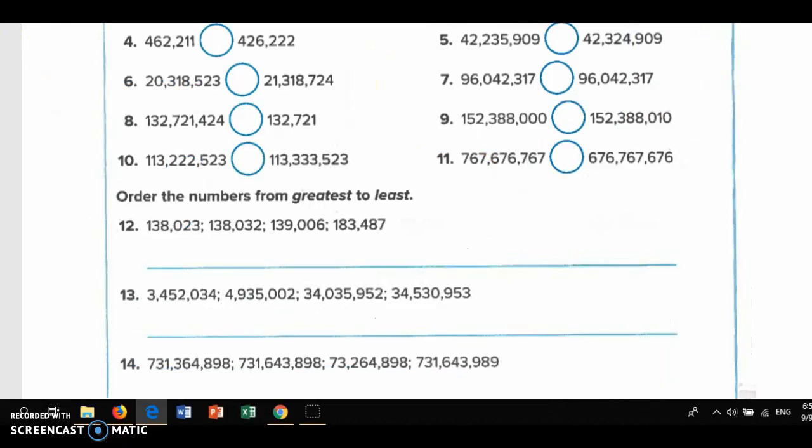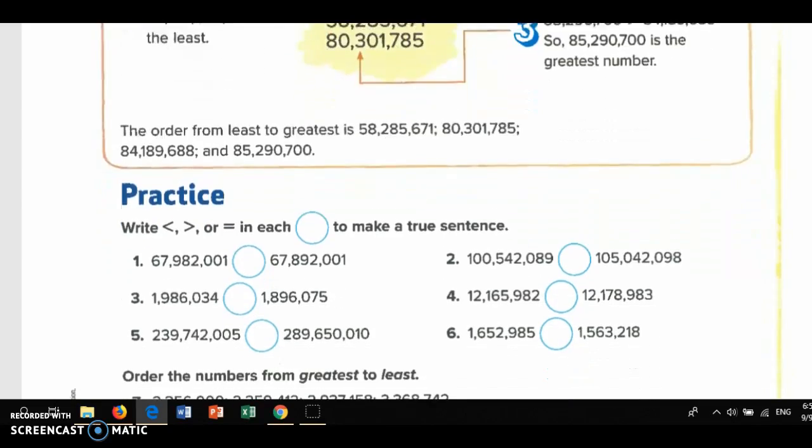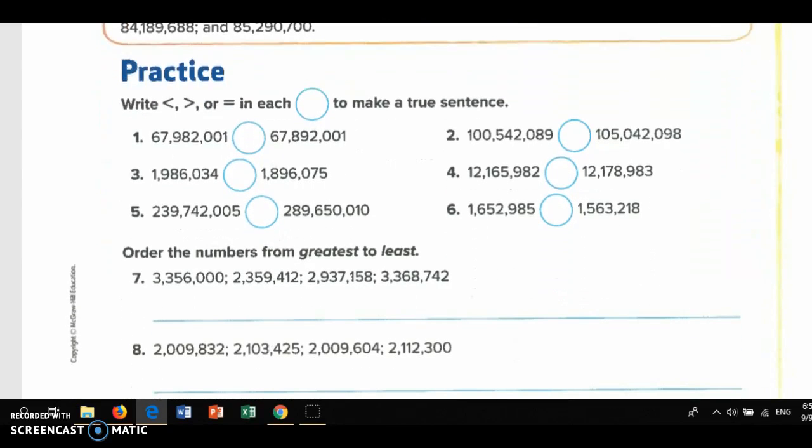Now it is time to do independent work. Put in the symbol for bigger, smaller, or equal, and down here you have to put the numbers from greatest, biggest, to least, smallest. The homework is exactly the same. First you put in the symbol for bigger, smaller, or equal, and then you write these numbers from the biggest to the smallest. Remember to write them underneath each other, and then you find the biggest one to the smallest.